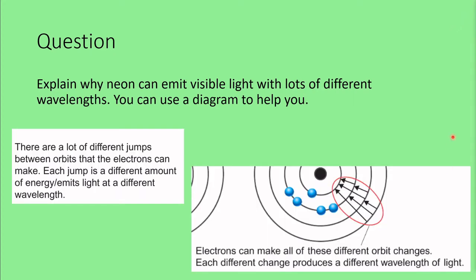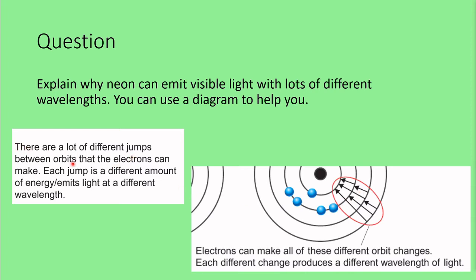Okay, and here is the answer. So, for your diagram, you should have drawn something like this that we saw a couple slides ago. Electrons are able to make any of these transitions, and each of these transitions is going to emit a particular wavelength of light. It's only when you combine them all together that you see one colour.